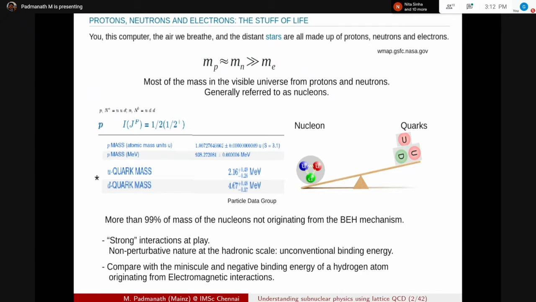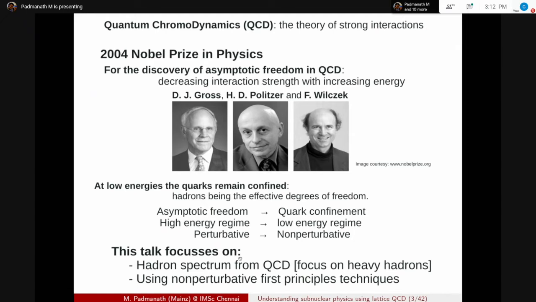By now we know that these interactions, which we refer to as strong interactions, are at play. And the theory has developed so much that we know that quantum chromodynamics is the theory of strong interaction. For the discovery of asymptotic freedom, basically a pattern of decreasing interaction strength with increasing energy in the theory of quantum chromodynamics, discovered by these three people, they were awarded the Nobel Prize in the year 2004.